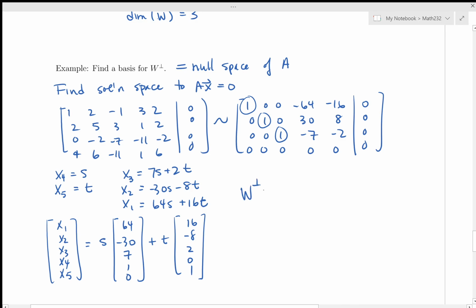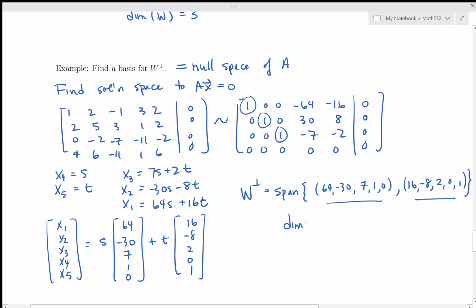So that then allows me to say that the orthogonal complement of W is the span of those two vectors. There it is: 64, minus 30, 7, 1, 0, and the other guy is 16, minus 8, 2, 0, 1. And these are the two basis vectors for the orthogonal complement of W. I can also see at this point that the dimension of W complement is 2.